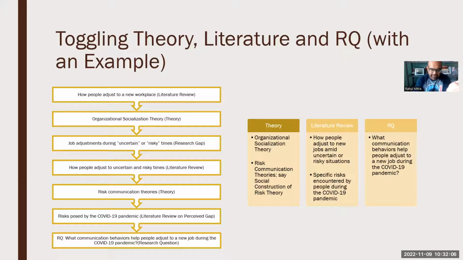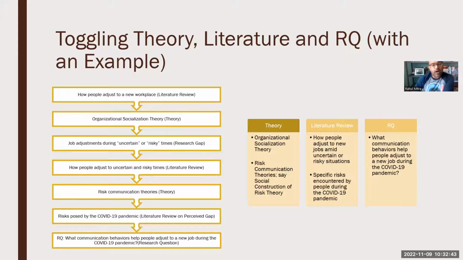But in general, when you represent it in paper format, you do have to adhere to convention, and you have these sections of theory, literature review, and then your research question. Within the theory section, you would talk about organizational socialization theory and what it contributes to your study. You would talk about risk communication theories and what they contribute. Suppose, just as an example, you zero in on one particular theory of risk communication, say the social construction of risk theory.